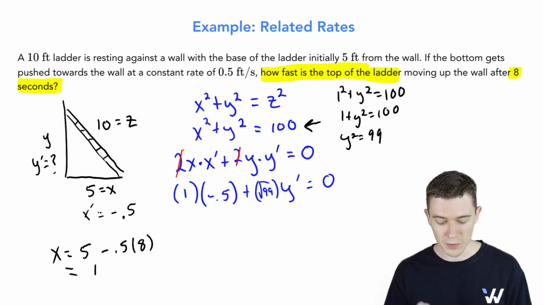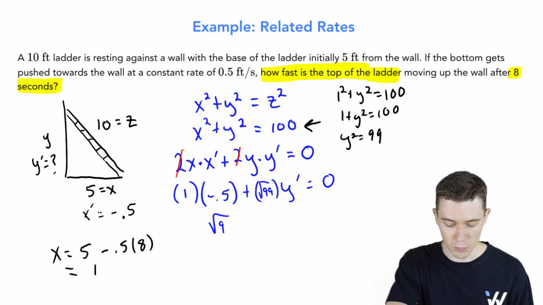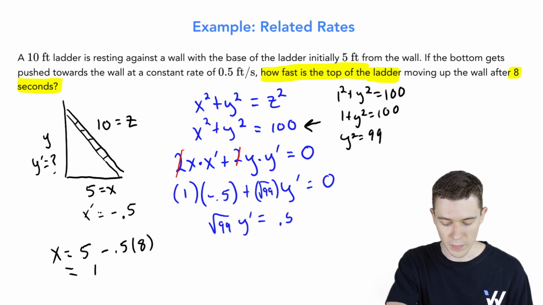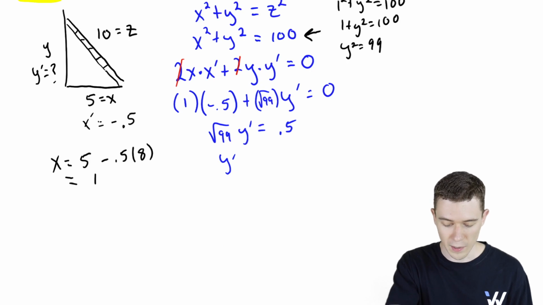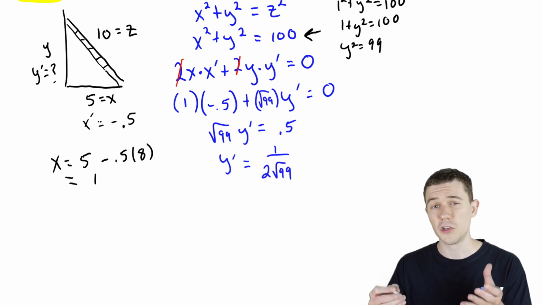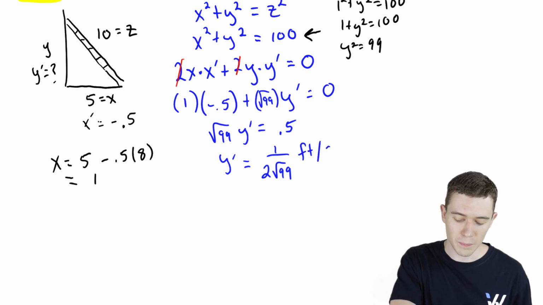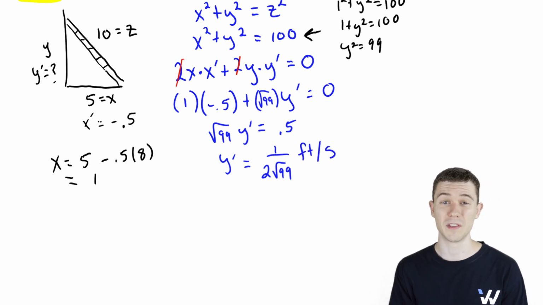Hey, we have all the numbers. Let's go ahead and just solve for y prime. I'll just add 1 times 0.5 to both sides. That would be root 99 y prime equals 0.5. And if we divide both sides, we're getting that y prime is 1/2 divided by root 99. You could also say 1 over 2 root 99. Your final answer should include the units. This ladder was moving in feet per second, and we've solved this related rate.